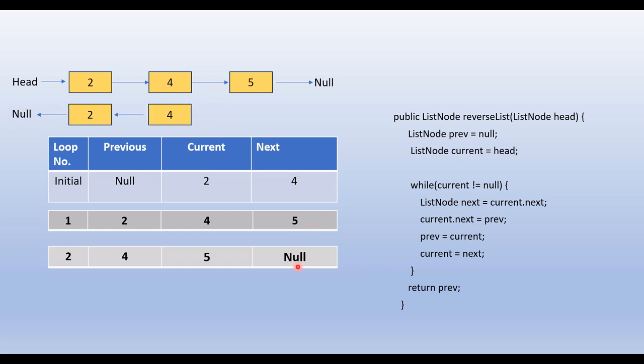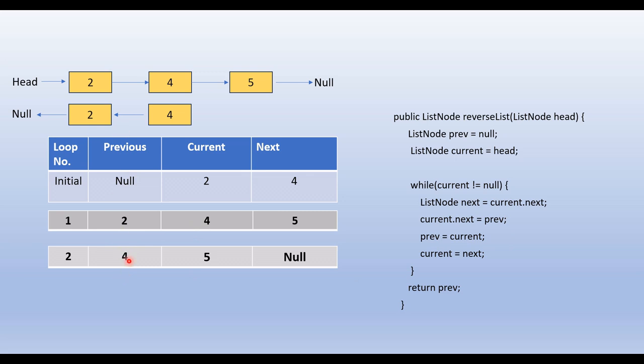Now we enter the second loop. Whenever it enters a loop, it will check whether the current value is null or not. Since 4 is not null, it enters the loop, and as per the previous loop, the previous value will be assigned to current dot next. So 4 will be pointing to 2 in this step, because previous was 2 earlier. So 4 is pointing to 2, and then 4 will be assigned back to the previous variable.